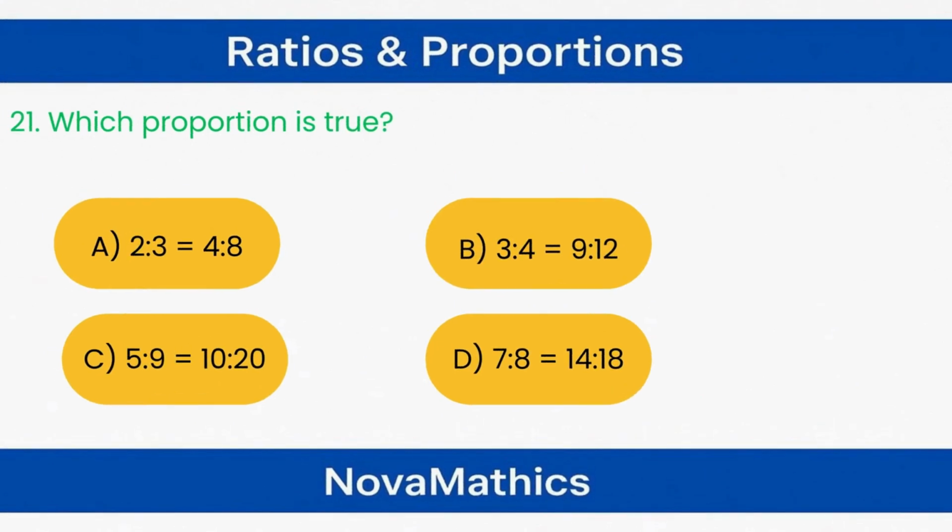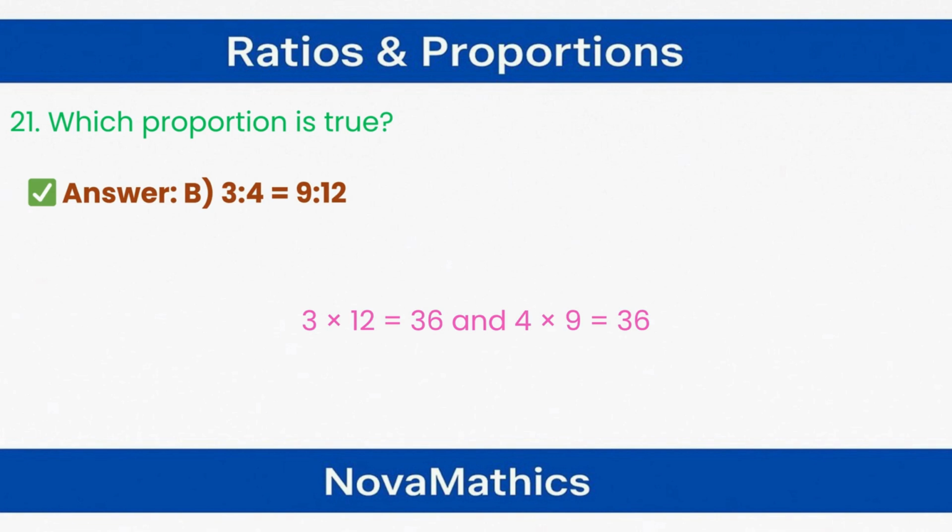21. Which proportion is true? Correct answer is B. 3 times 12 and 4 times 9 both equal 36. So the proportion is true.